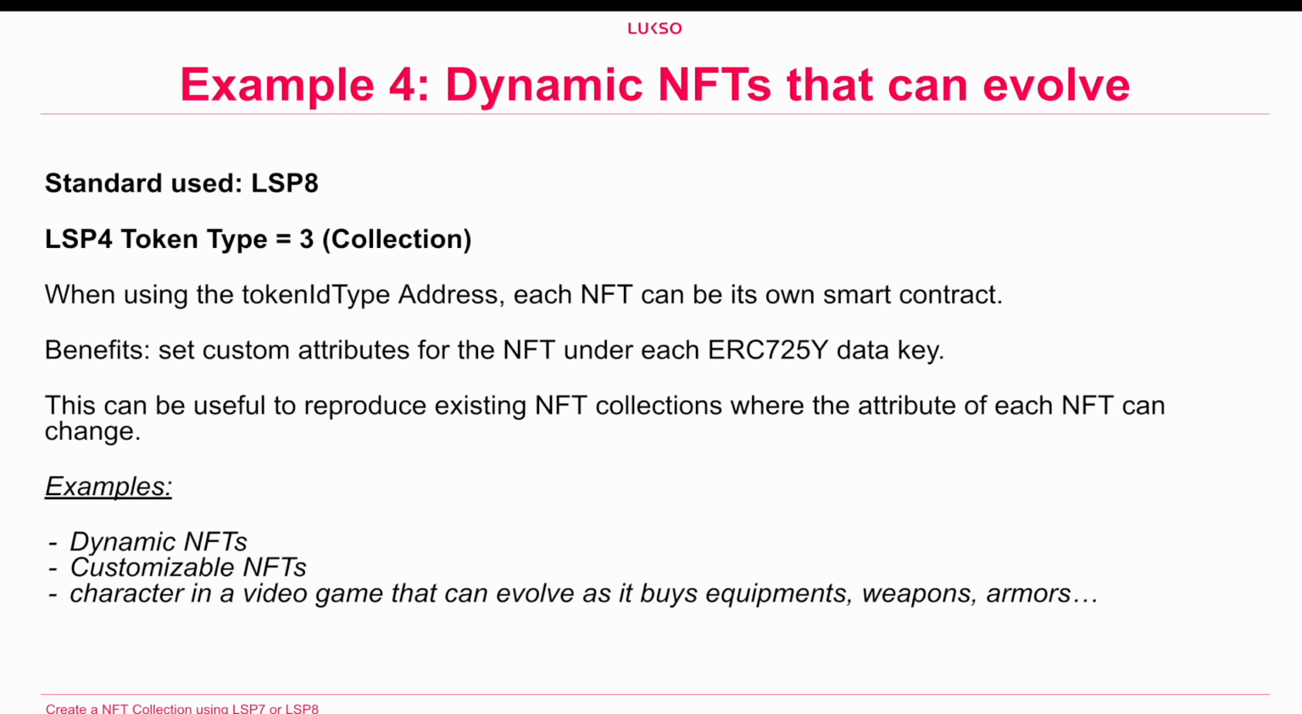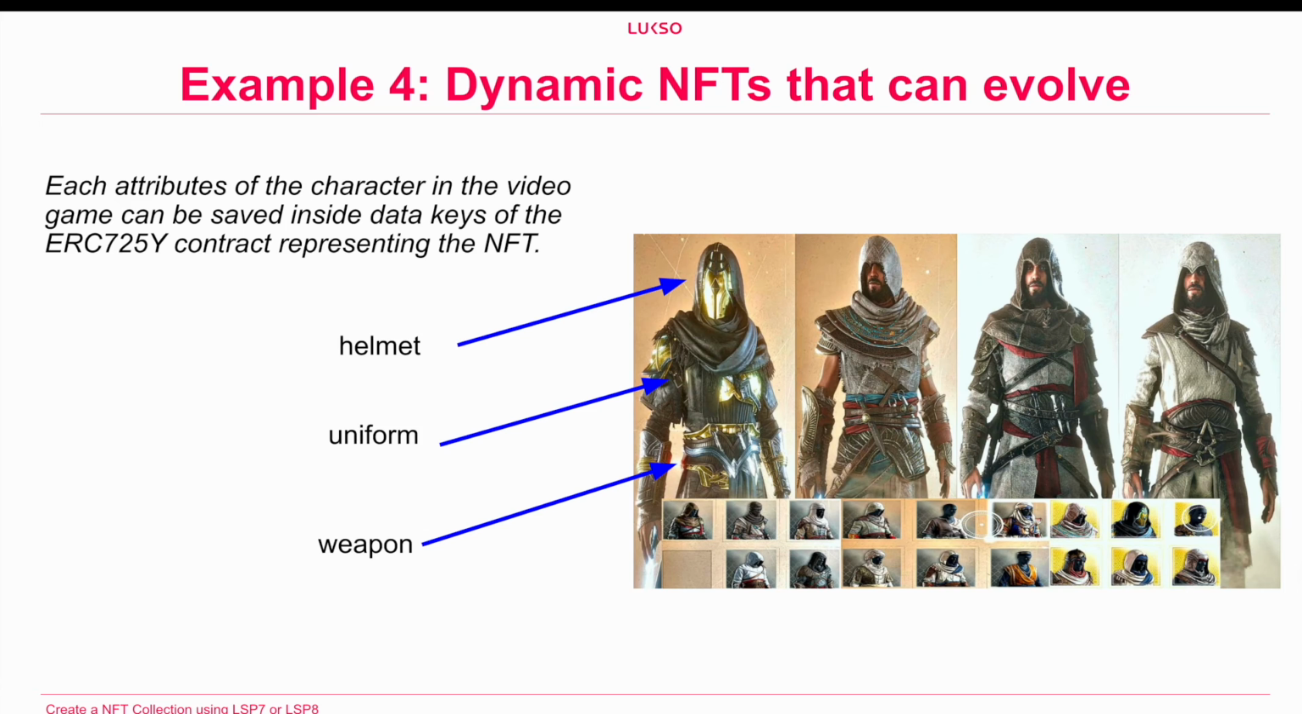So basically the user owns an NFT that is specific to them, but they can also customize it. Some use cases are characters in a video game that can evolve through equipment and weapons. For instance, this is an example from a famous video game, Assassin's Creed, where the character can upgrade, downgrade, and change their equipment, like the helmet, weapon, and uniform, and you can technically store all of these under the ERC725Y storage of a contract that represents the NFT.